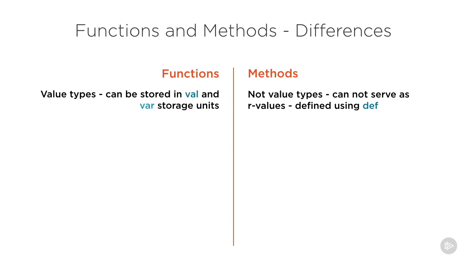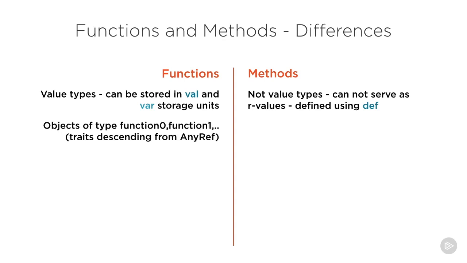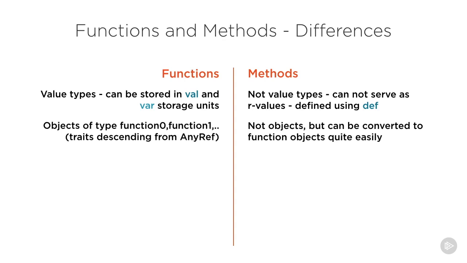Methods, on the other hand, are not value types. That means that they cannot serve as R values. They cannot be on the right hand side of an equal to sign, for instance. They are defined using the def keyword. Functions are first class entities in Scala on par with classes, and that's really because functions are objects. Every function object implements the trait Function0, Function1, and so on, based on how many input parameters that function object has. This is a set of traits that descends from the AnyRef type, by the way.